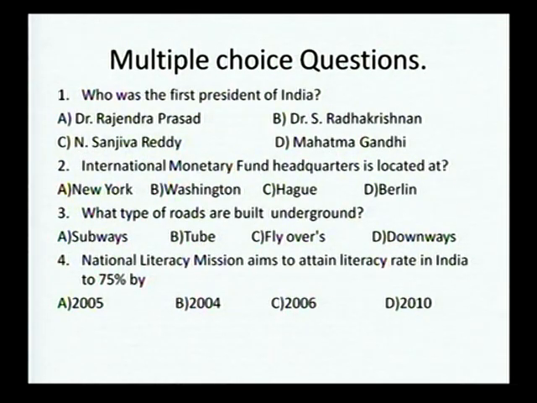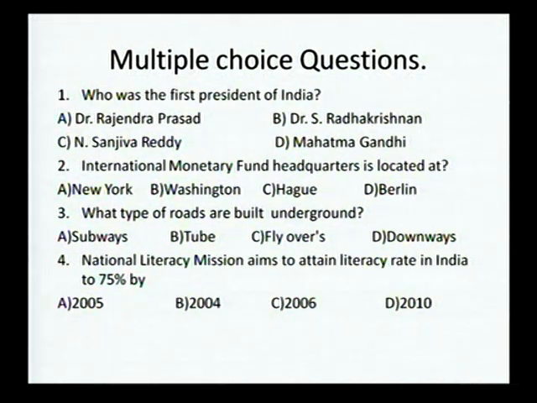These questions, if we take as an example: who was the first president of India? 4 answers are given. This is a direct question where you have A. Dr. Rajendra Prasad, B. Dr. S. Radhakrishnan, C. N. Sanjeeva Reddy, D. Mahatma Gandhi. So, the moment you know the answer, you will be ticking the correct answer, that is A is the answer, Dr. Rajendra Prasad.